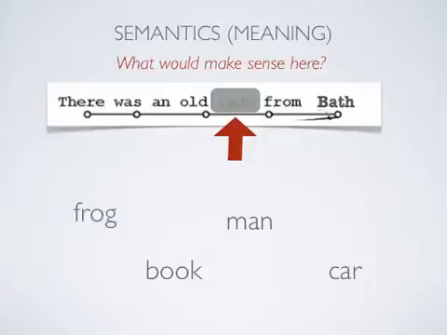Notice that in order for a sentence to be semantically acceptable, it also has to be syntactically acceptable. All 4 of these words are nouns. But the reverse is not true. A sentence can be syntactically correct, but not semantically correct, as with the example, there was an old city from Bath. And then also with examples where people use nonsense words in place of real words, but the nonsense word sounds like the part of speech that's missing.